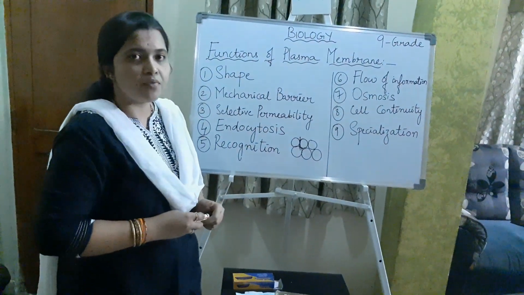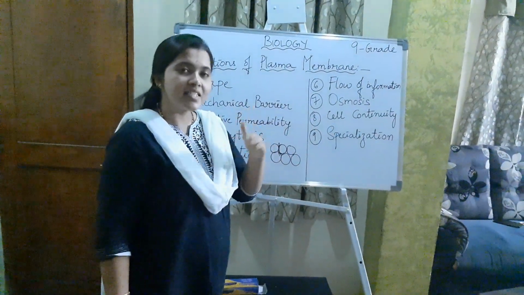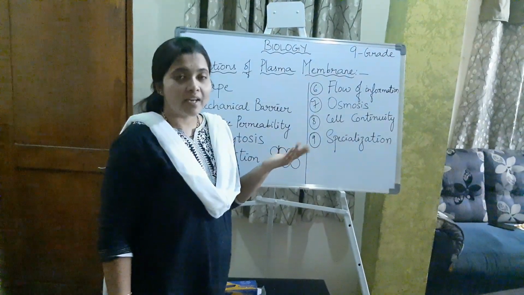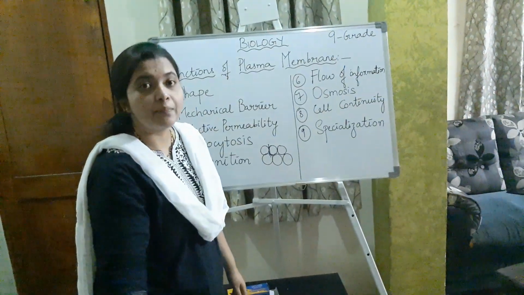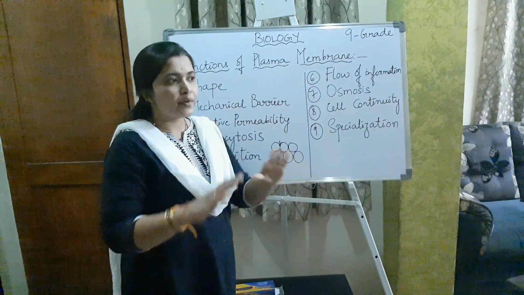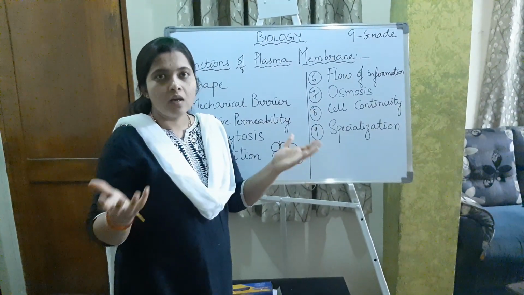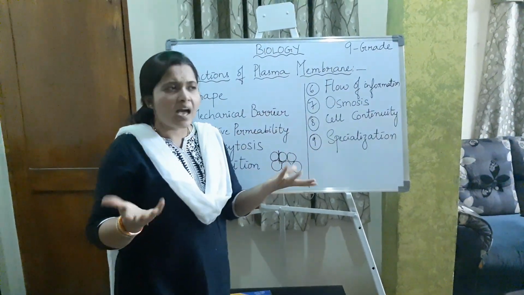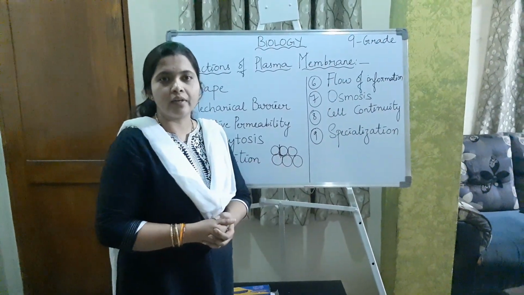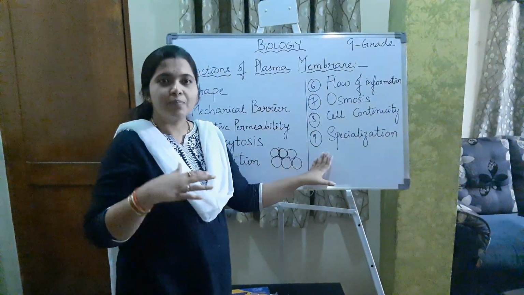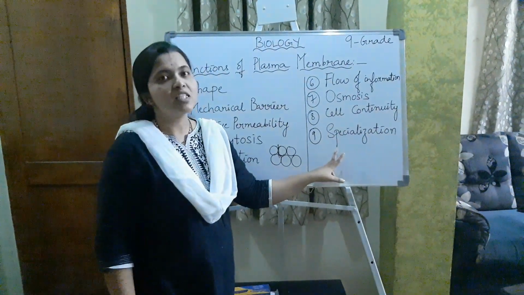Next one, last one is specialization. So plasma membrane modifies itself to perform different functions. For example, absorption by microvilli. Where are microvilli present? They are present in the small intestine. So microvilli help in the increase of surface area of absorption. This is covered by plasma membrane and there is no cellular extension in it and there are no cell organelles also in it. So this plasma membrane specializes itself and functions differently in microvilli. That is nothing but specialization.